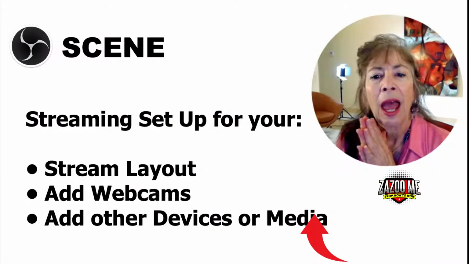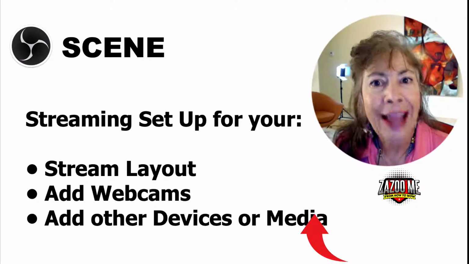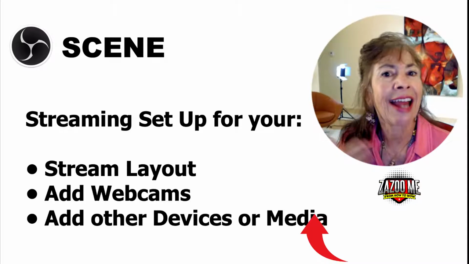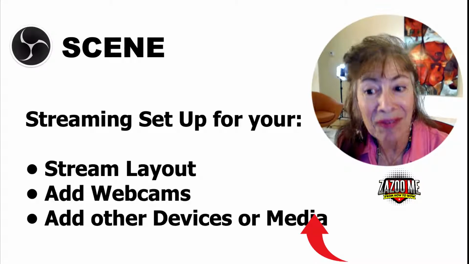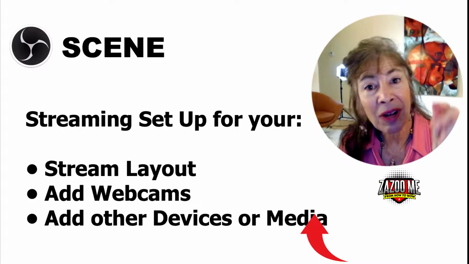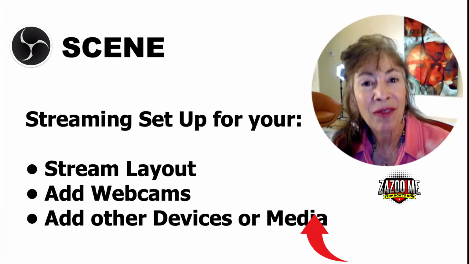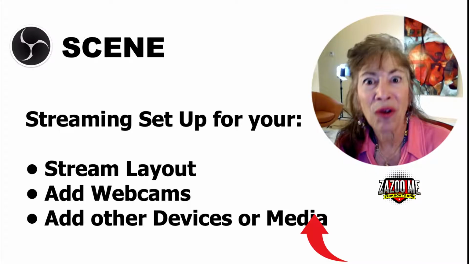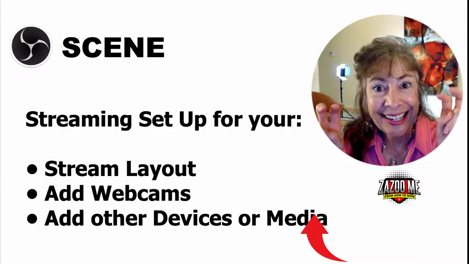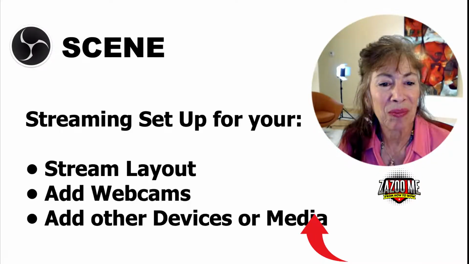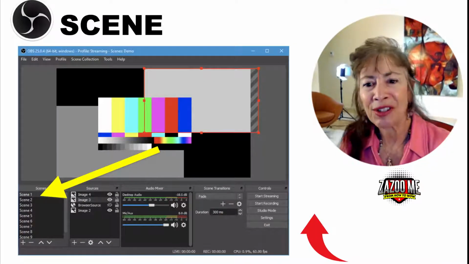A scene is your streaming setup for whatever layout you want, for your webcams, to add in additional devices or media like I do with this PDF. So literally right now, I am clicking through a PDF that I created from Keynote for Mac, right? So I created all my slides in Keynote. I exported them as a PDF. I brought that right onto my scene that I'm in right now, and this is my scene for PDFs. And then I'm able to click through them like I just did to show you each additional slide.